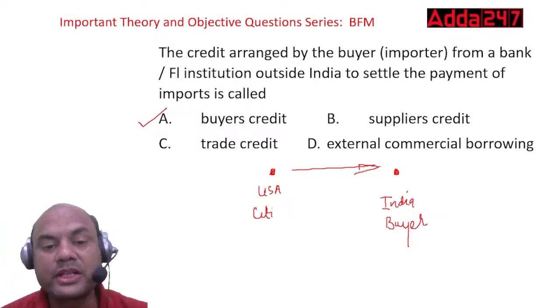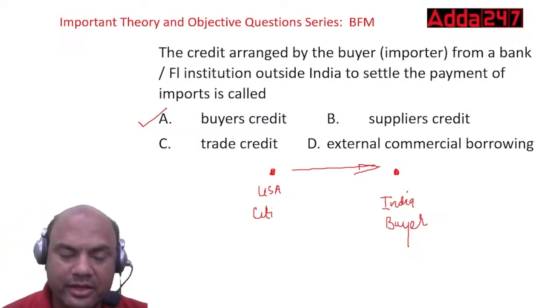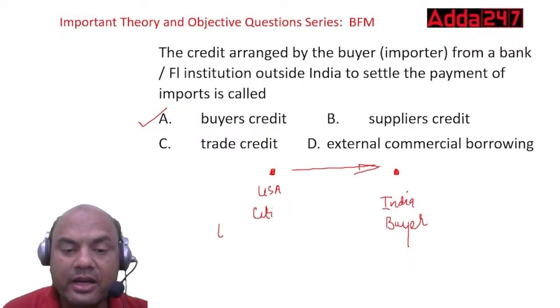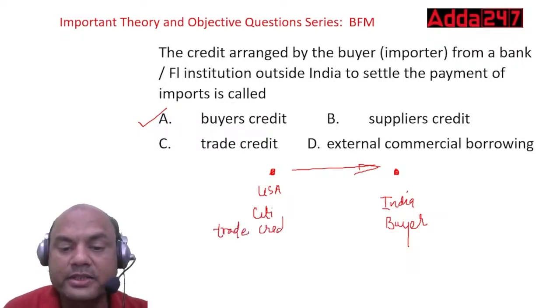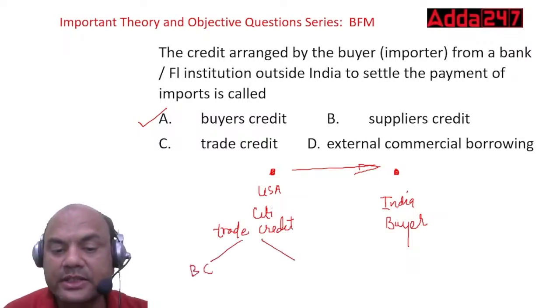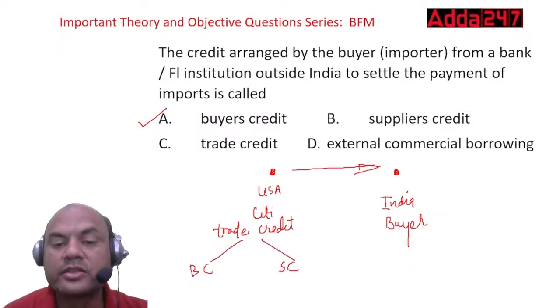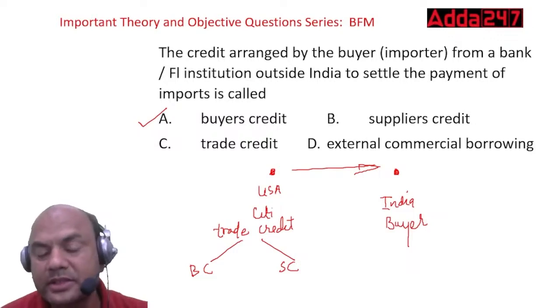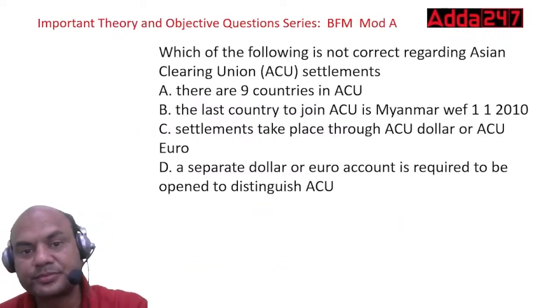Trade credit means what? Here, understand the concept again. Trade credit consists of two parts. One is buyer's credit, BC, and second is supplier's credit. So the whole term is known as trade credit. So whenever the buyer arranges for this credit, it is known as buyer's credit specifically.